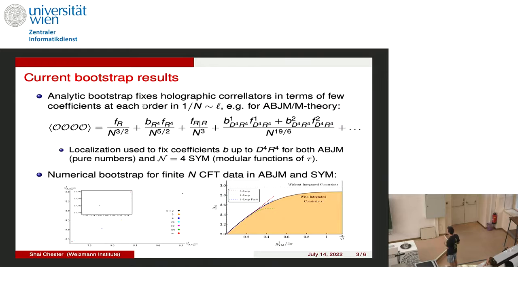On the right-hand side, we show an analogous plot now for N equals 4 super Yang-Mills. In this case, the x-axis is the coupling, g Yang-Mills squared over 4 pi. And the y-axis is the dimension of the lowest dimension singlet operator. This is what's often called the Konishi at weak coupling, although, of course, at finite coupling, it's just defined as the lowest dimension operator. And we were able to get bounds that depend on the coupling by putting in these localization constraints.